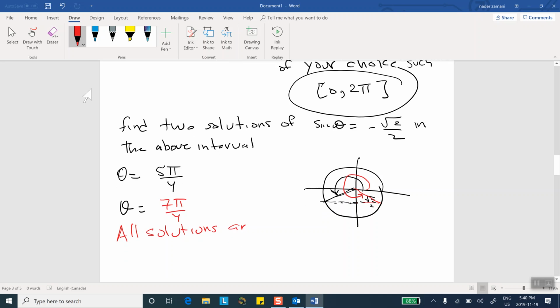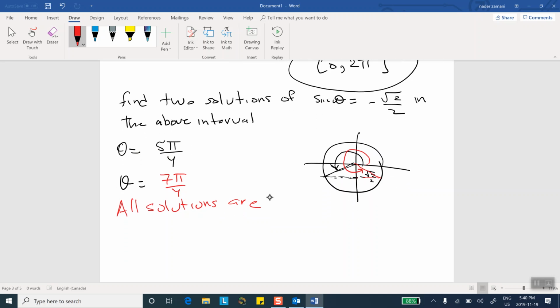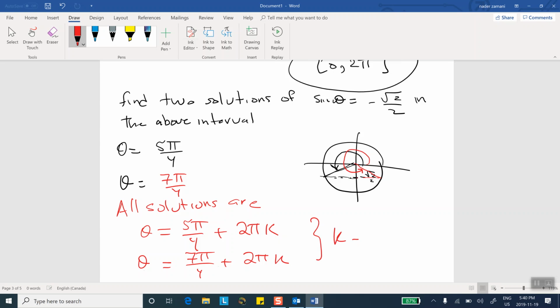are, now just add multiples of the period. Theta equal to 5 pi over 4 plus 2 pi k, theta equal to 7 pi over 4 plus 2 pi k, where k is equal to 0, plus or minus 1, plus or minus 2, etc. Okay?